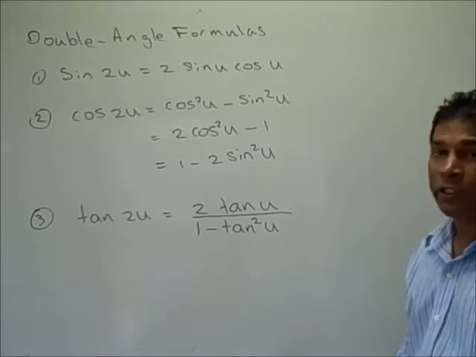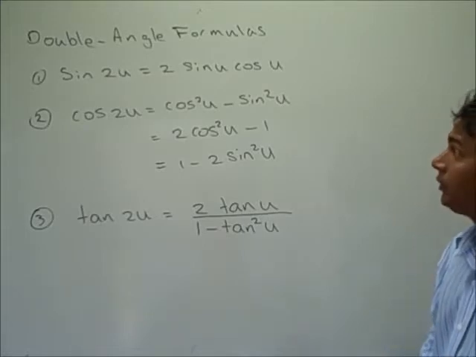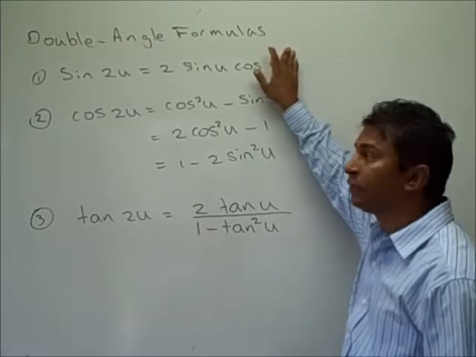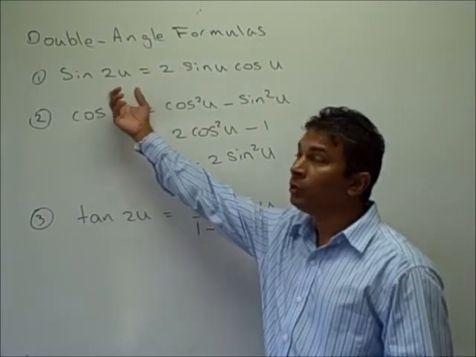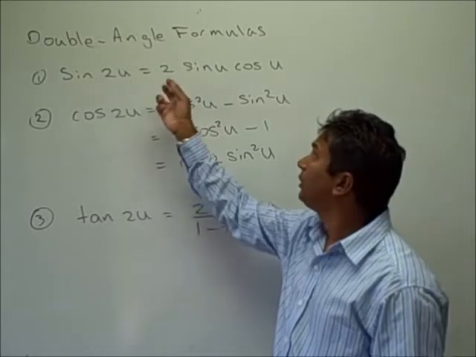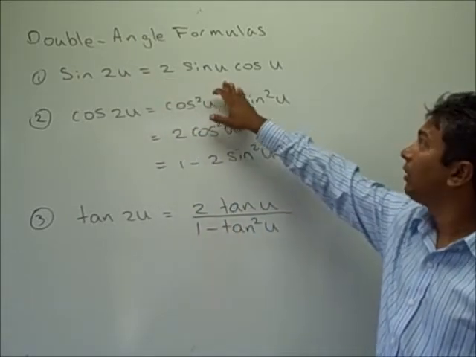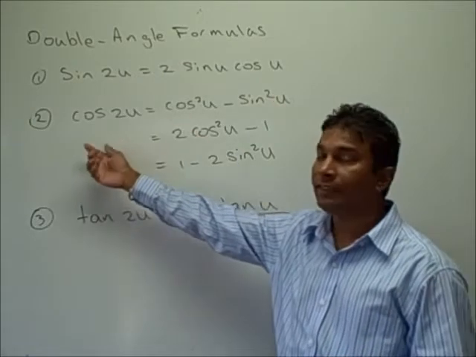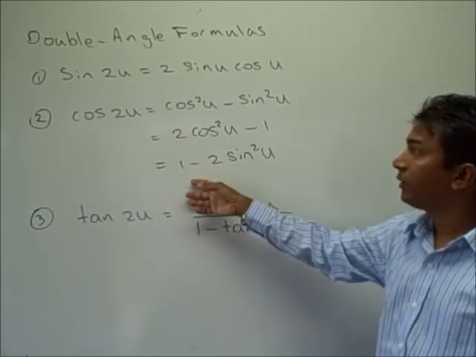In this section, we're looking at a few more sets of trigonometric identities. The first set we're looking at is our double angle formulas. And here we have the sine of 2 times an angle, or 2u, is equal to 2 times the sine of that angle times the cosine of that angle.